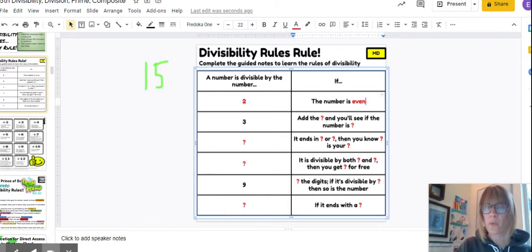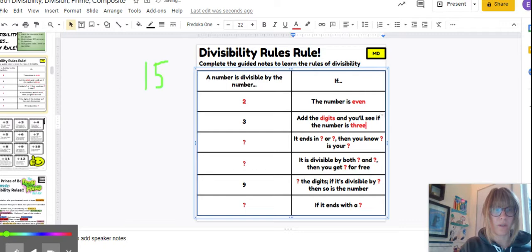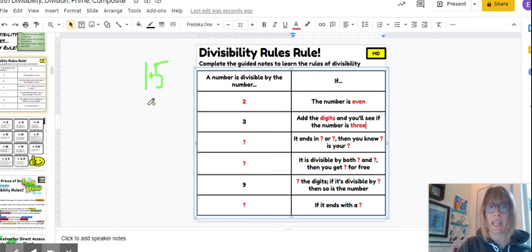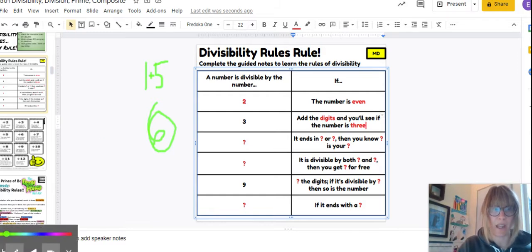Okay, what about 3? A number is divisible by 3 if you add the digits, and you'll see if the sum is divisible by 3. So if we add up our digits, meaning we add 1 plus 5, we get 6. Well, is 6 divisible by 3? 3, 6. Yeah, it is. So 15 is divisible by 3.